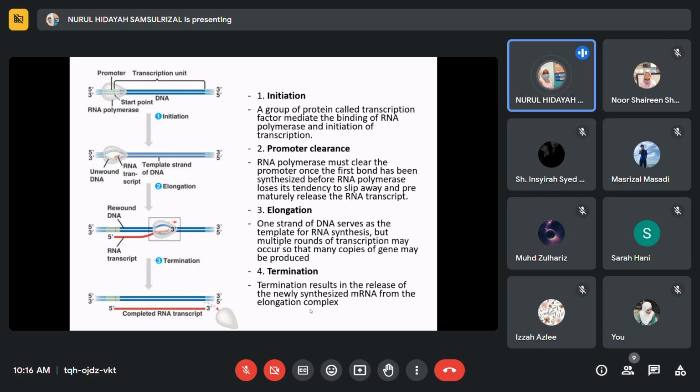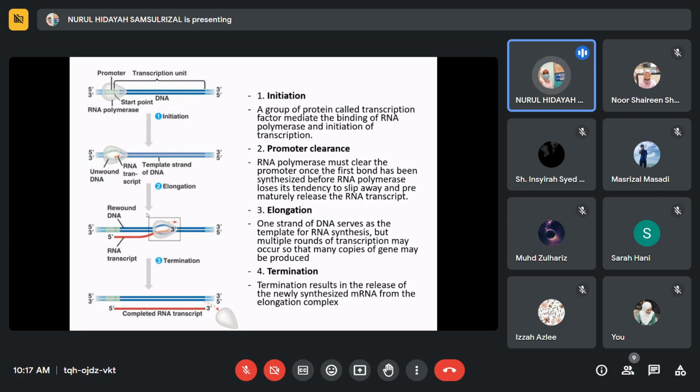So for initiation, a group of protein kita nama call as transcription factor will mediate the binding of RNA polymerase, and they will start the transcription process. The group of protein yang dalam bentuk ni akan datang, and it will bind lah. And then they will clear the promoter. The RNA polymerase must clear the promoter once the first bond has been synthesized, before RNA polymerase lost its tendency to slip away and prematurely release the RNA transcript. So dia akan clearkan promoter, and then baru dia start the elongation step.